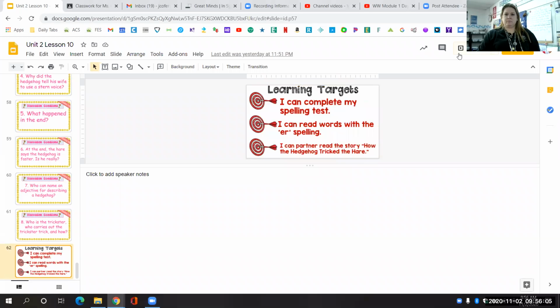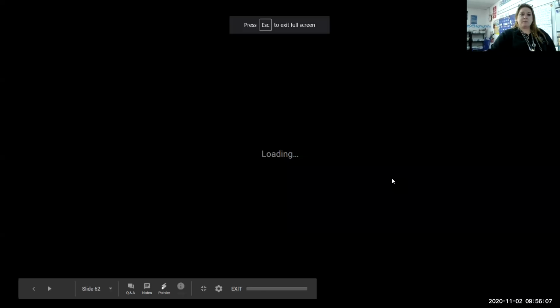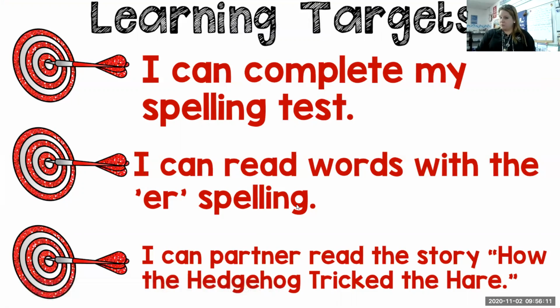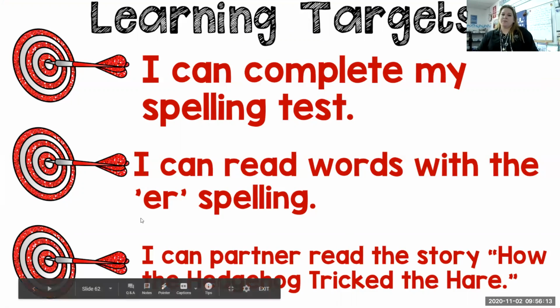So our learning targets for today were to complete your spelling test, which you did, to read words with the ER spelling, which we did, and we read the story How the Hedgehog Tricked the Hare.